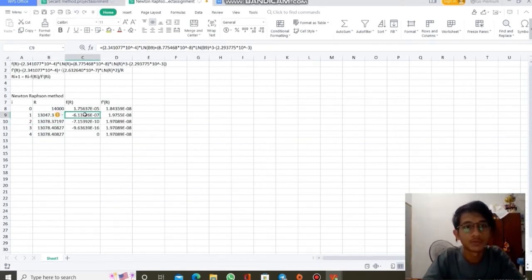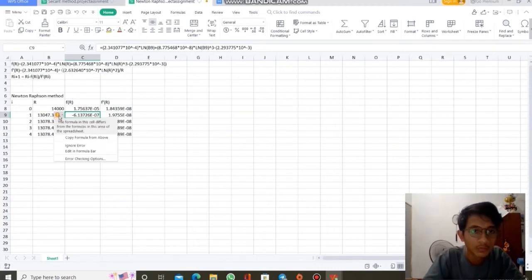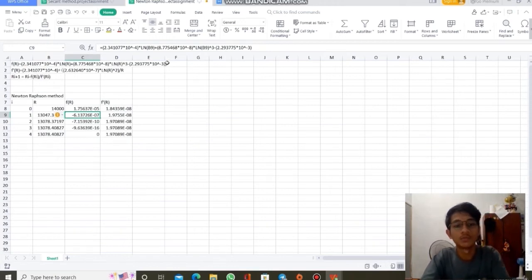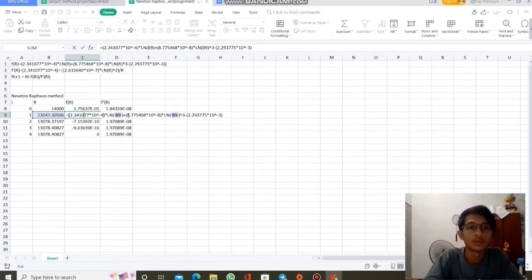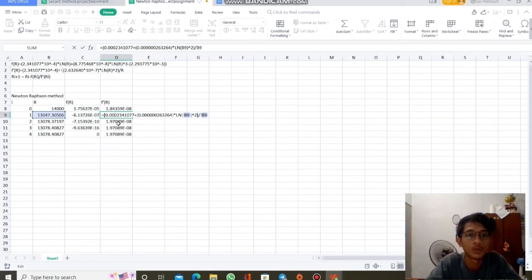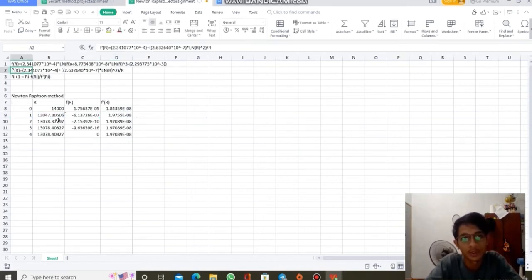Okay, next. How we find the value for F(R) is we just replace the new value R into this function. Then for the function F inverse R, we also replace the new value R in the F inverse R equation. So we just have to repeat the step using this formula and this function.